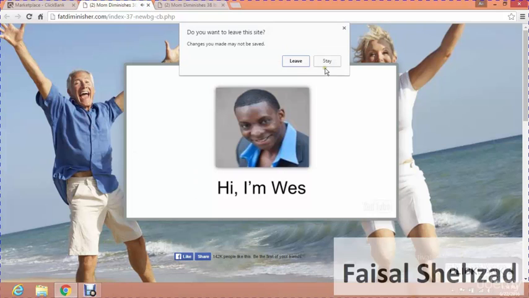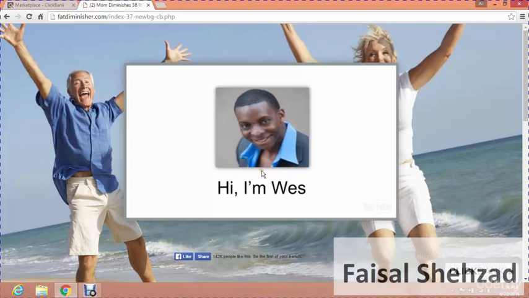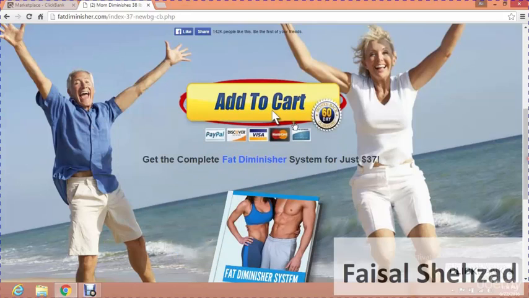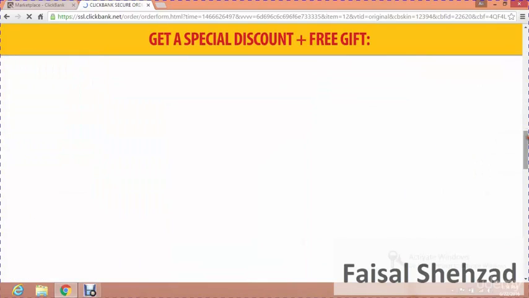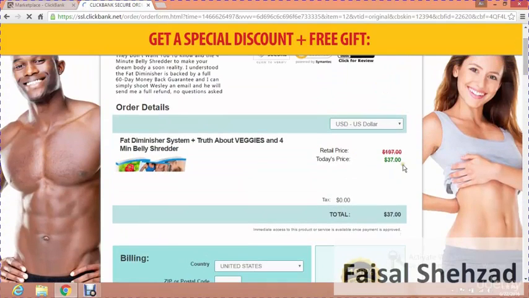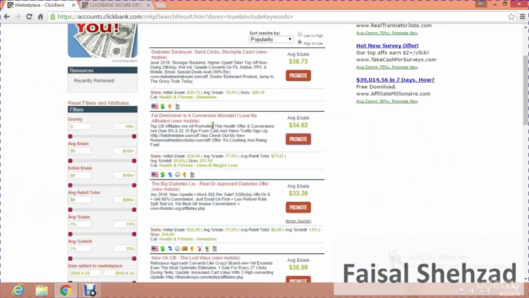So this is where you have to target, where you have to make your people come here and purchase. Here is the add to cart button. If you click on this, yes, here it is, a $37 product, and how much are we going to get? $34. So it's 77% of the sale.